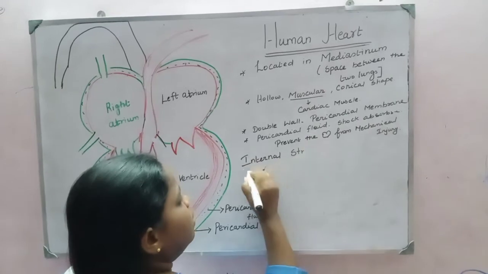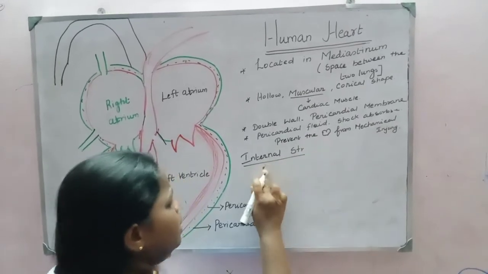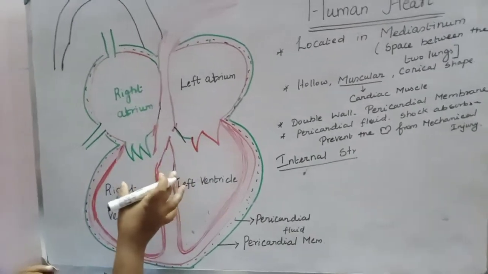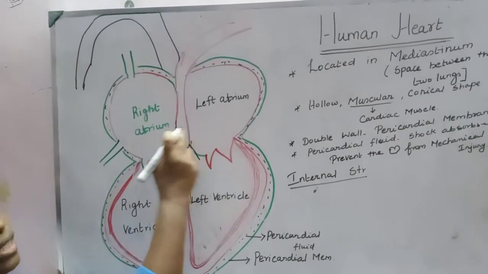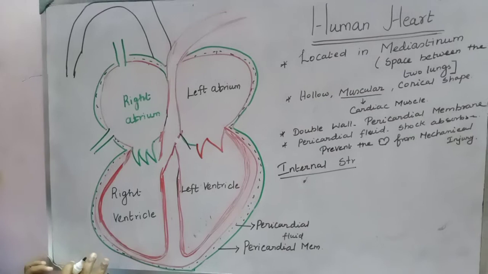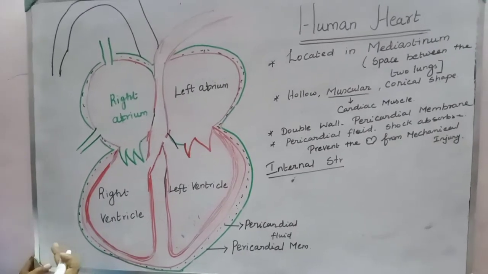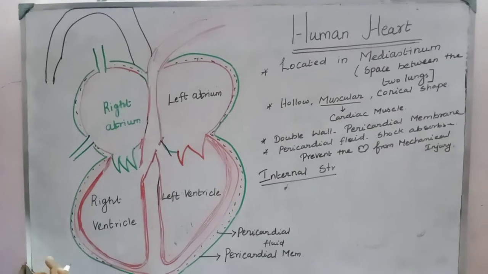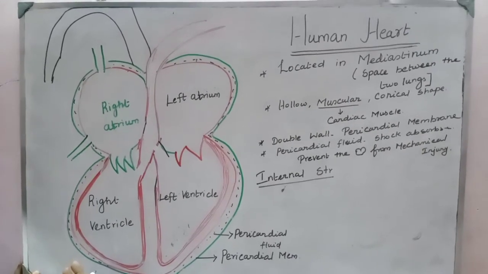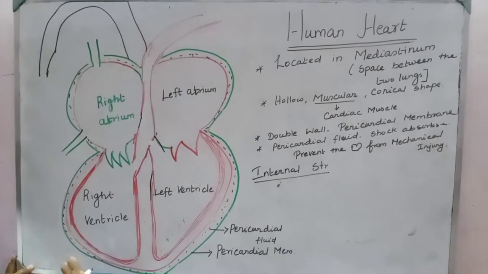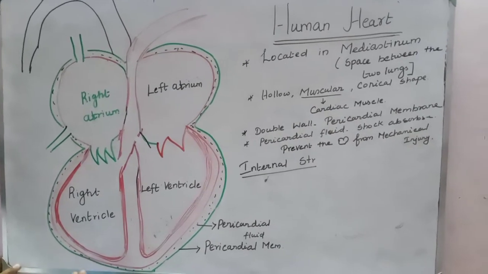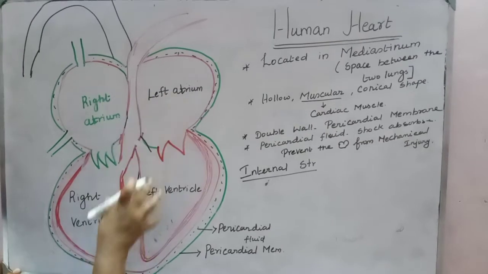Internal structure of the heart. How many chambers of the heart are present in the human being? A 4-chambered heart. We are warm-blooded animals, so we need an efficient supply of oxygen or energy to all parts of the body. That's why we have a 4-chambered heart.